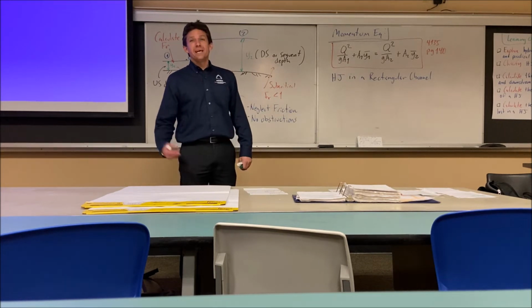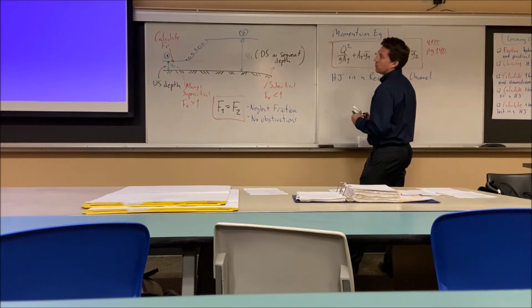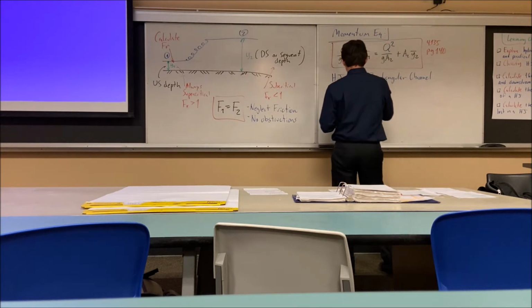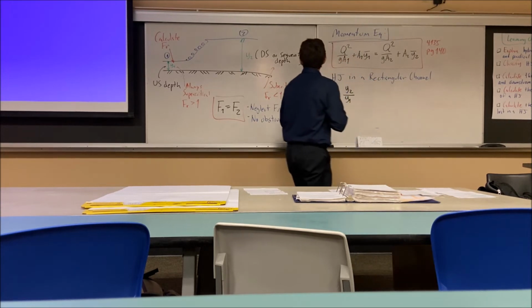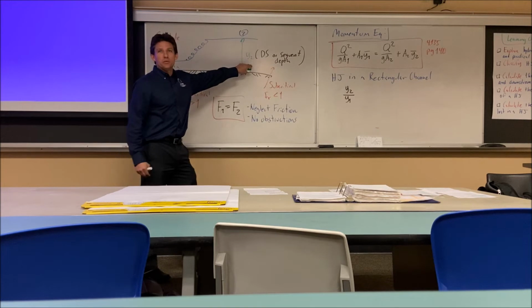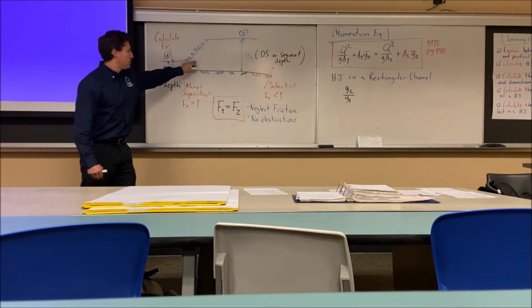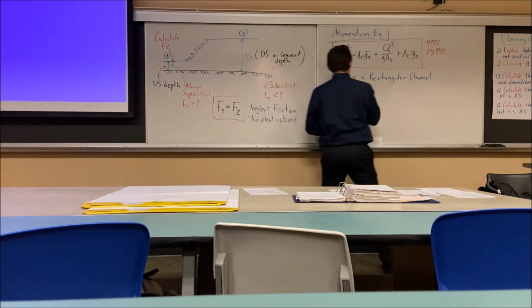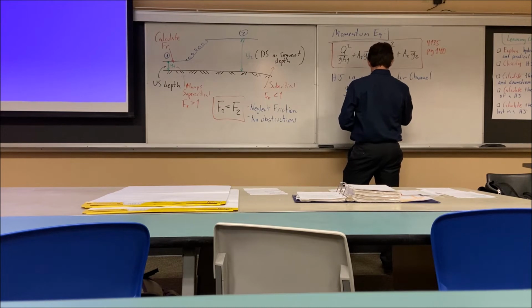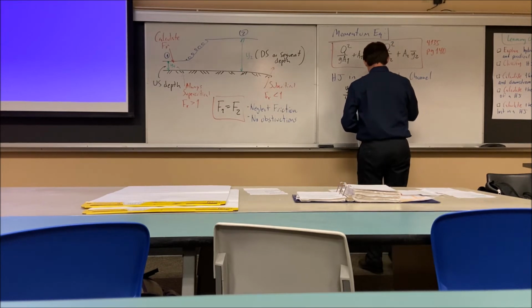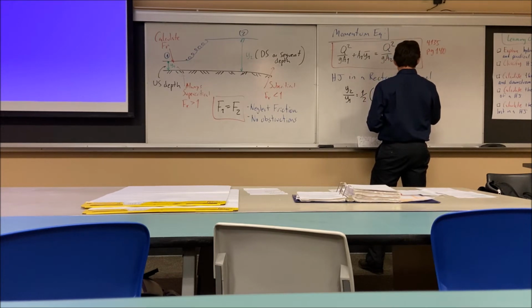So if you're in a rectangular channel, there's actually a great relationship to calculate out what depth you're going to be at. The relationship looks like this: Y2 over Y1, so this is your downstream or sequent depth divided by your upstream depth from the jump, is going to be equal to 1/2 the square root of 1 plus 8 times the Froude number at 1 squared, minus 1.